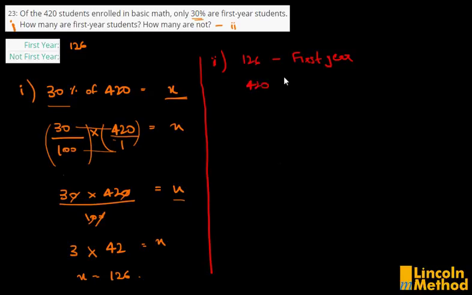So if we subtract 126 out of 420, we will get the number of students who are not first year students. So 420 subtracted by 126 is 294. So how many are not first year students? 294 are not first year students.